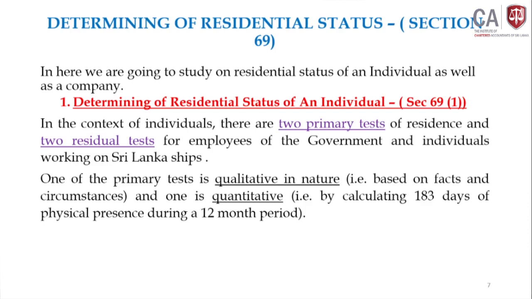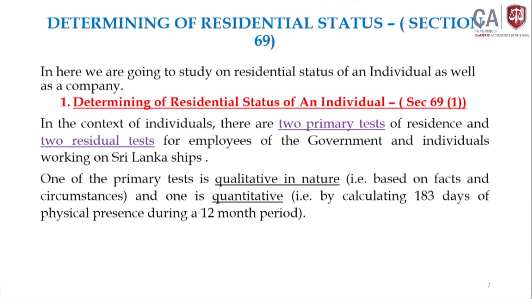In the context of individuals, this is not the provision, this is my explanation; after that I will come to the provision. In the context of an individual, there are two primary tests of residence and two residual tests, four things in total. For employees of the government, representing the government of Sri Lanka, and individuals working on a Sri Lankan ship, it is a residual test. For the two primary tests, one is quantitative, the other is qualitative. We will come to that.